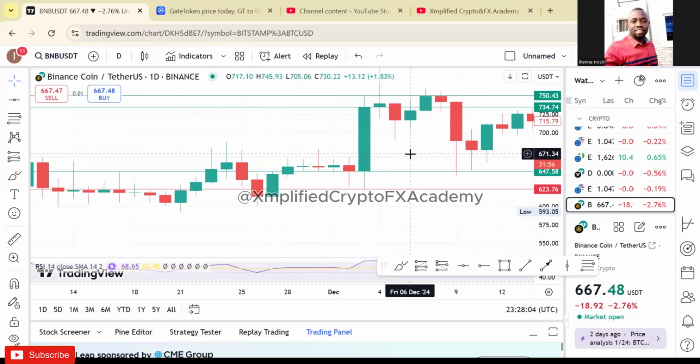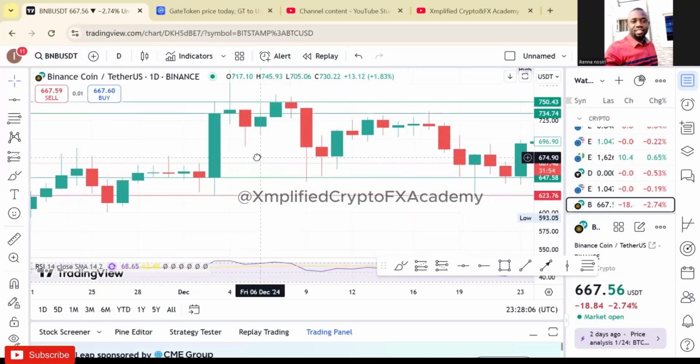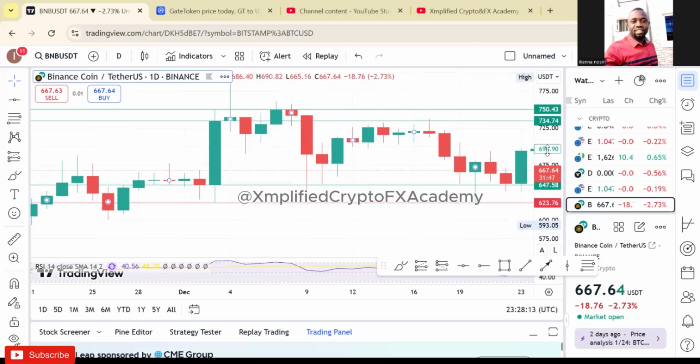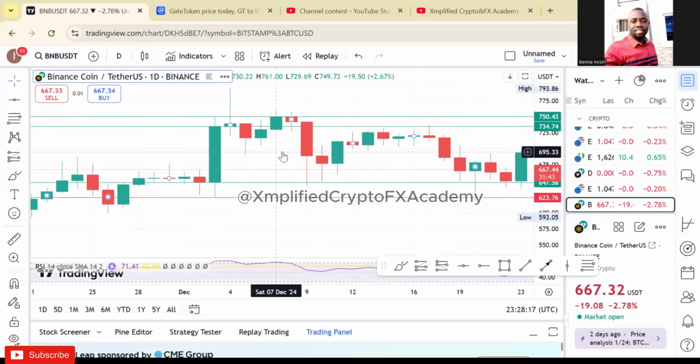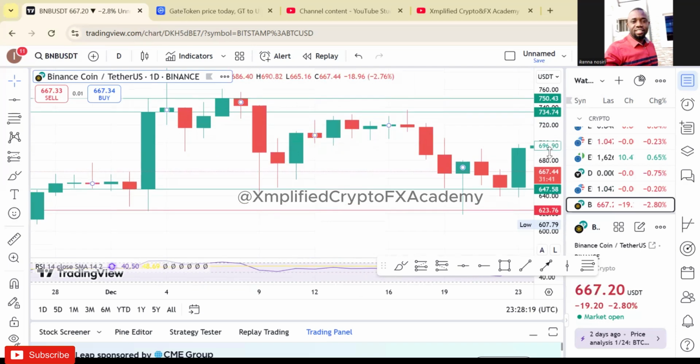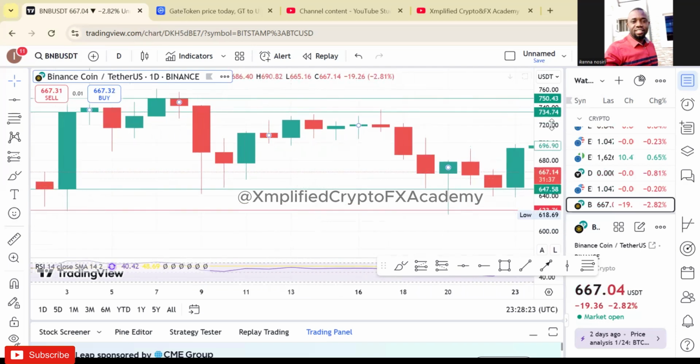Now let's go over to a red candle. A red candle is a reversal of the green candle. What do I mean by reversal? Let me clean all these lines here so that they will not confuse us.